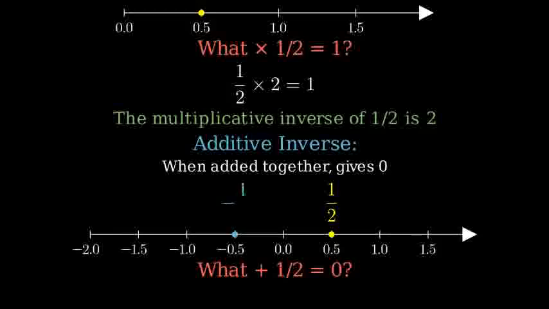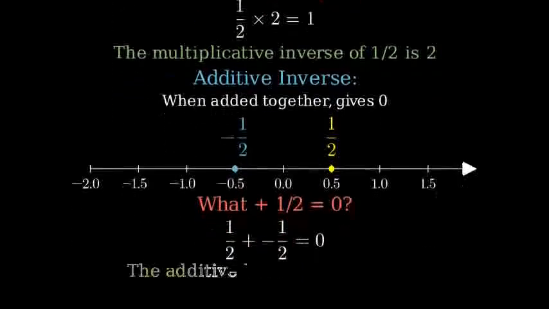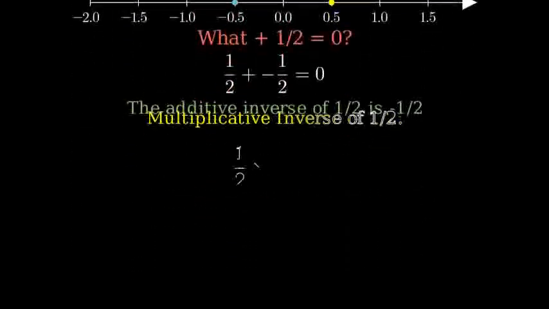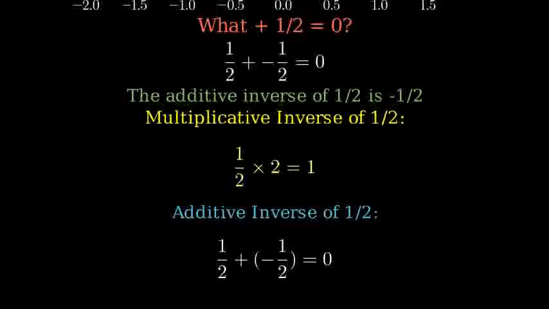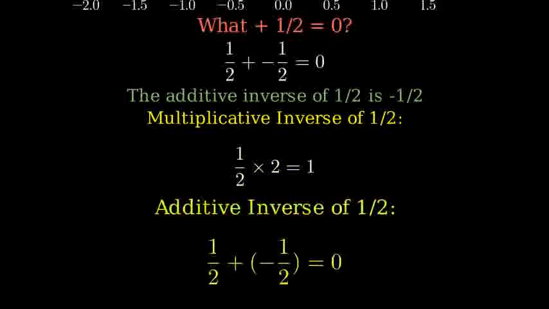To summarize, the multiplicative inverse of 1/2 is 2 because 1/2 times 2 equals 1. The additive inverse of 1/2 is negative 1/2 because 1/2 plus negative 1/2 equals 0.